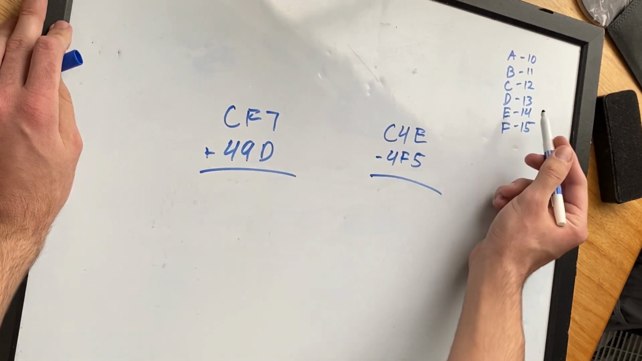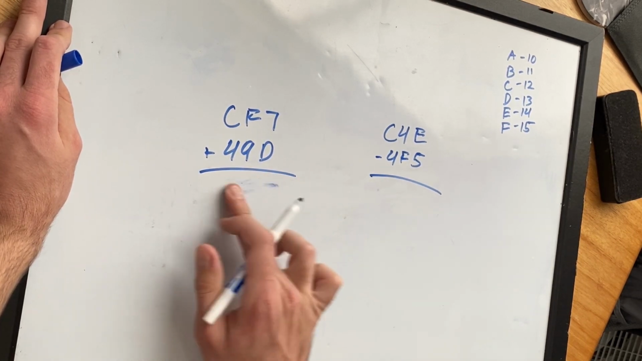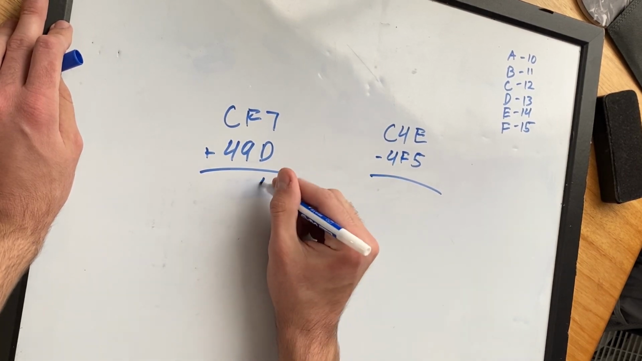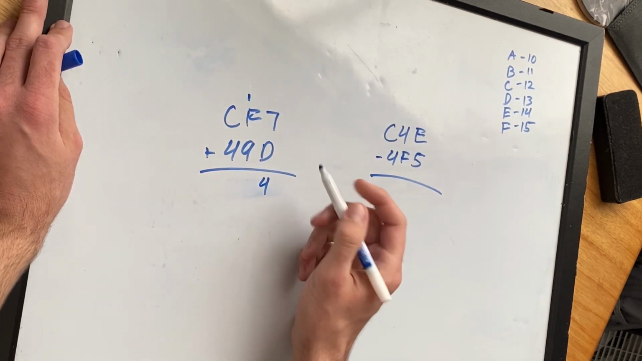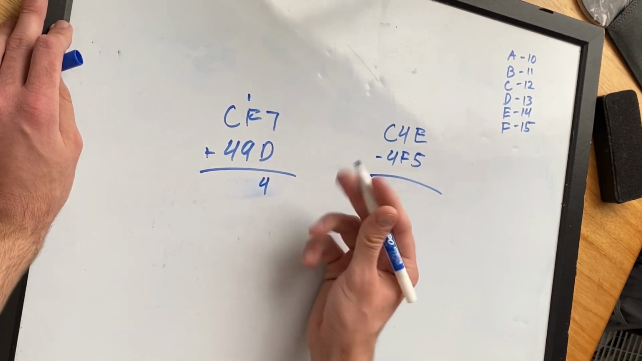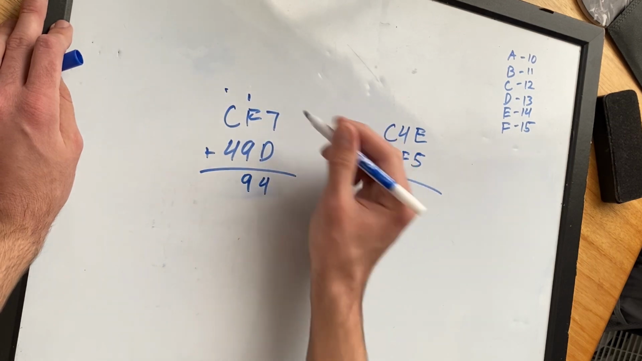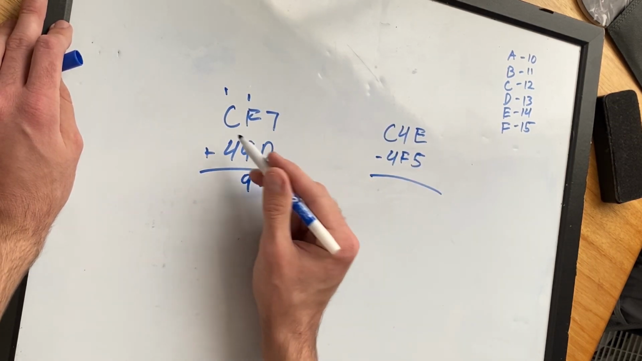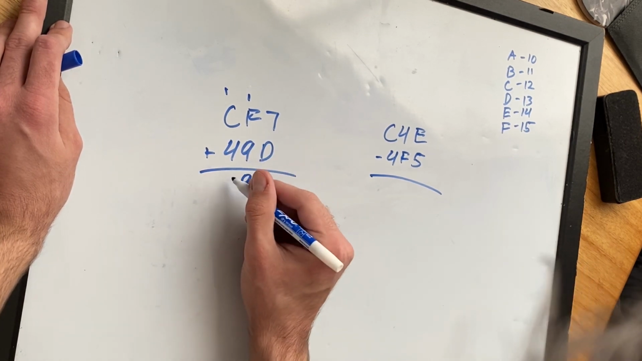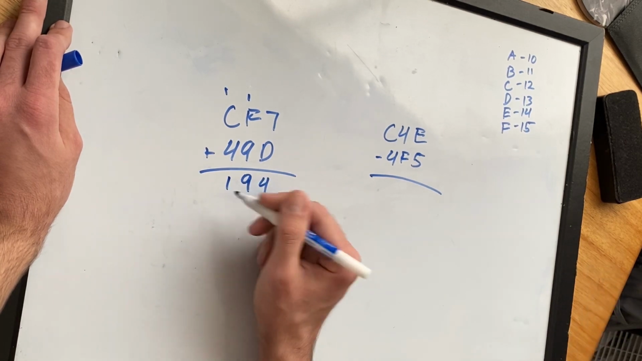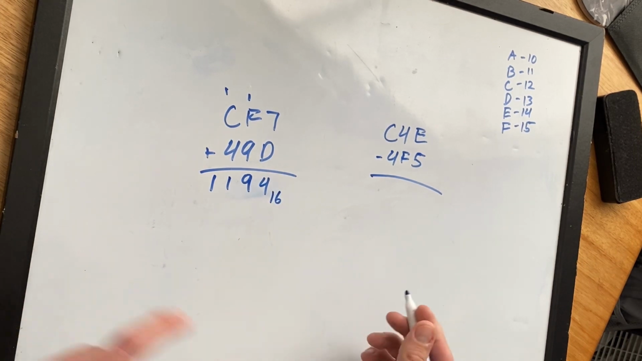7 plus D, that's going to be 7 plus 13, and that's 20. So we're going to, oh, my apologies. We're just going to have an extra of 4, because 20 minus 16 is 4. We're going to carry a 1 up here. That's basically 16 plus 9. It's 25. That's about 9 over. We're going to carry the 1, so it's going to be 12 plus 1 plus 4. That's going to be 13 plus 4, 17. So we're going to have 1 left over, and then we're just going to carry another 1 over. So we got 1194, base 16.